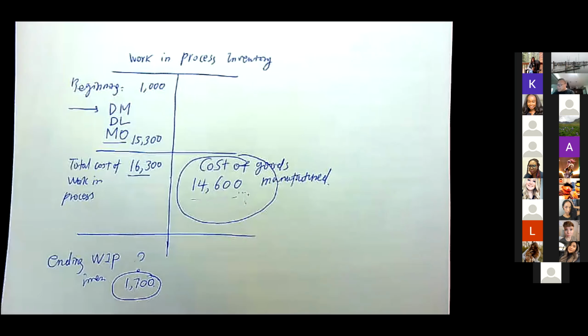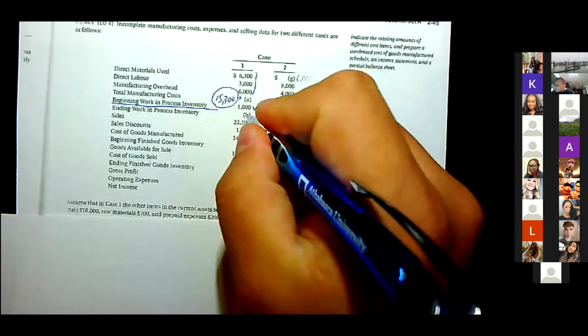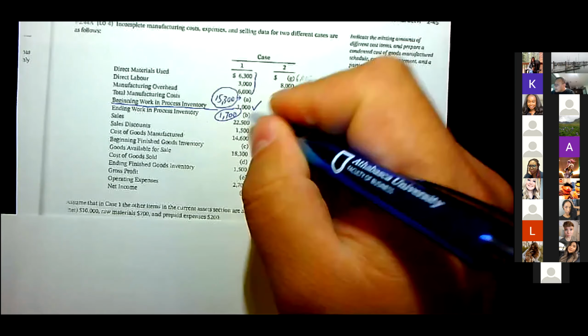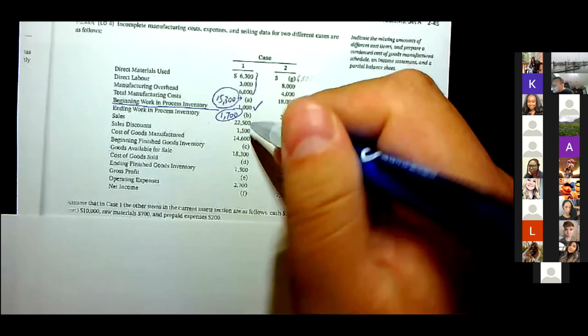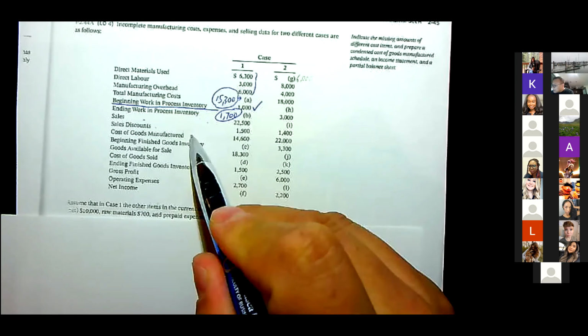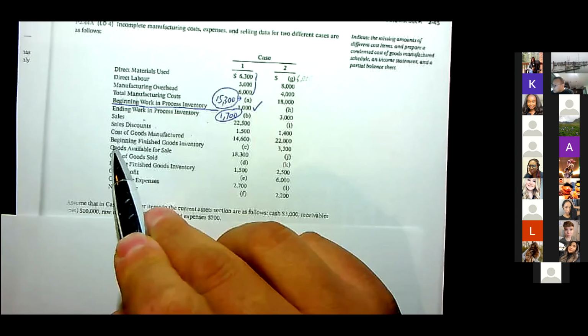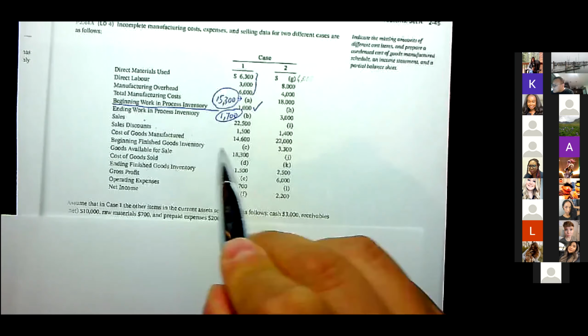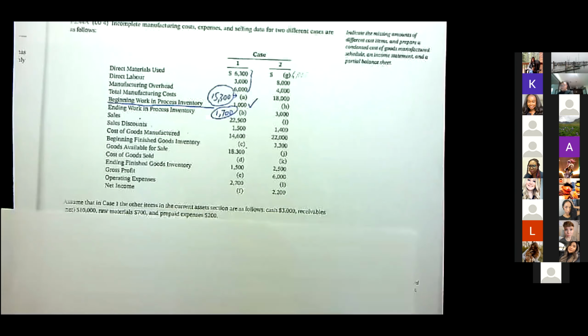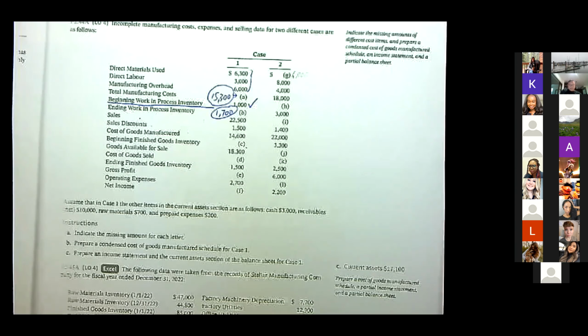Okay. So that's the 1,700, right? So this one, number B, is 1,700. That's the ending. Then you have sales discount, cost of goods manufactured, and then beginning finished goods inventory. Okay. So I'm going to use another paper here.